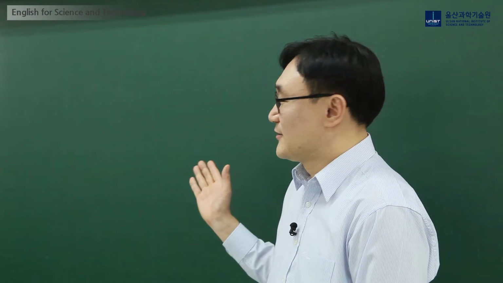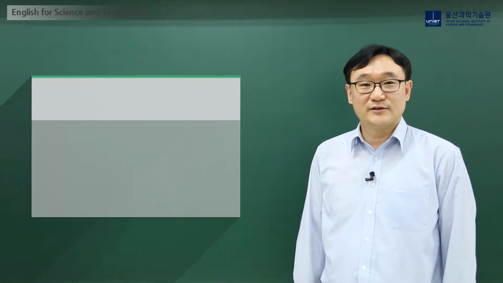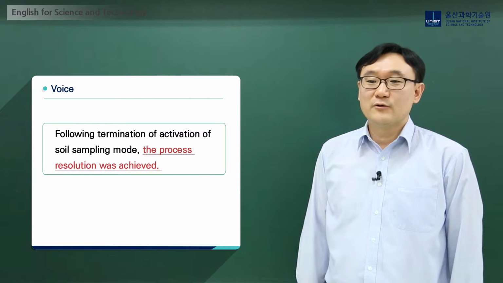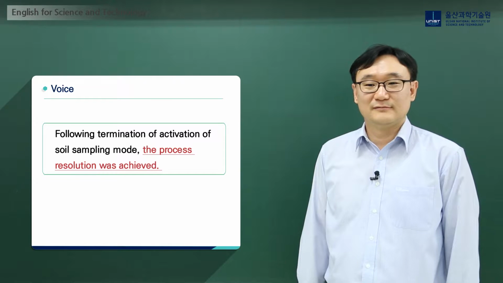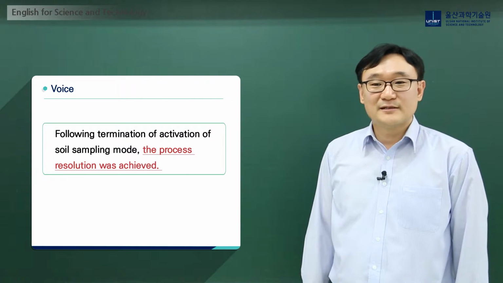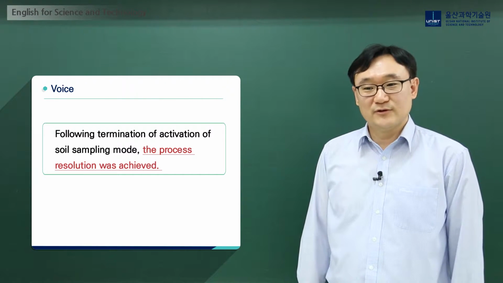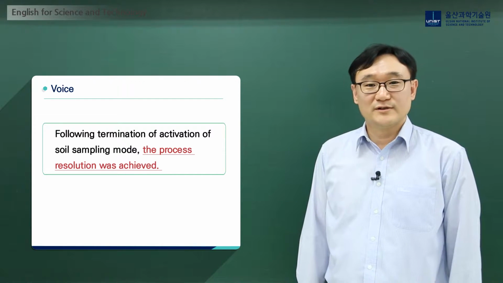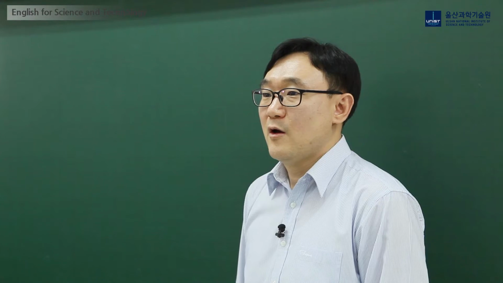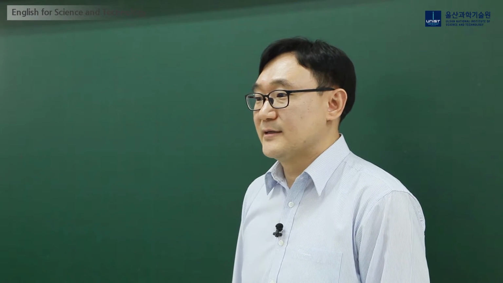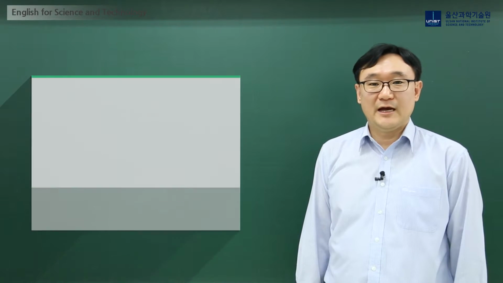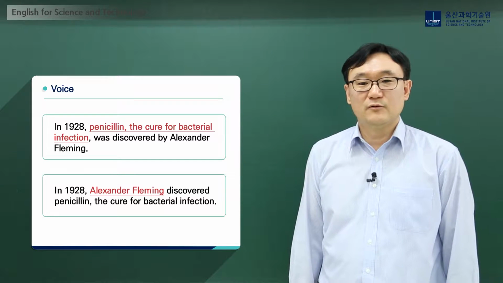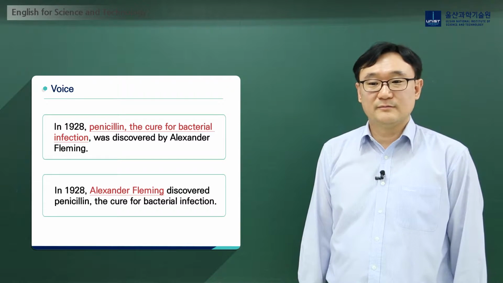In this sentence here, passive voice is used when we don't know who did the action. The writer simply wants us to know the action. The process resolution was achieved. When we want to de-emphasize or even hide the agent of the action, we use passive voice.